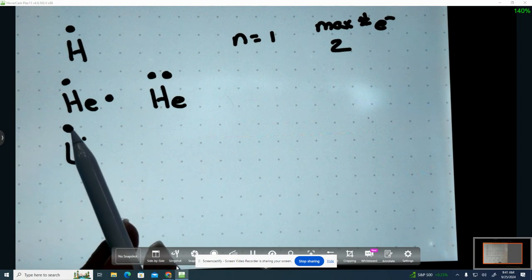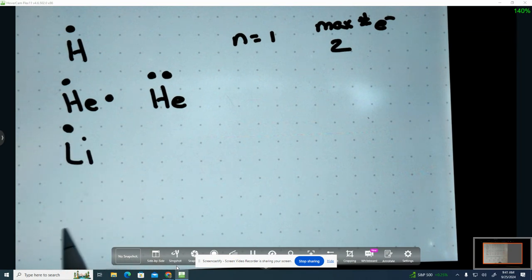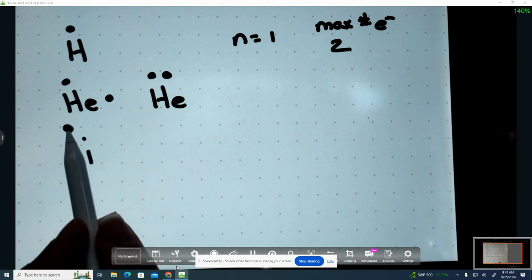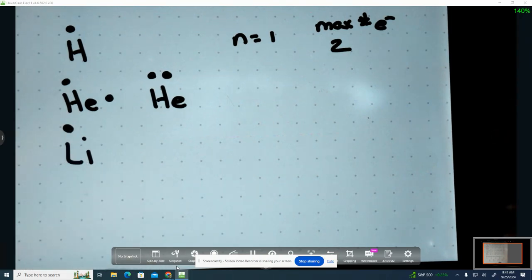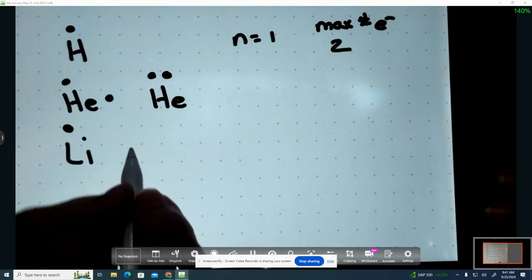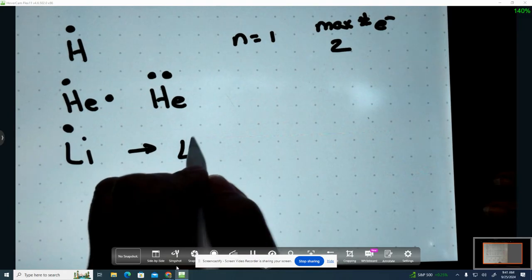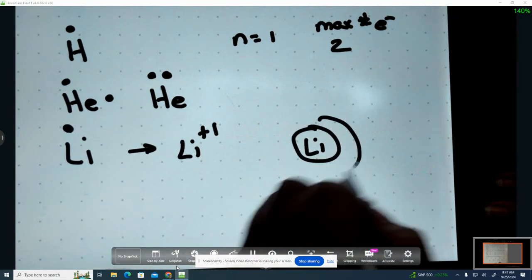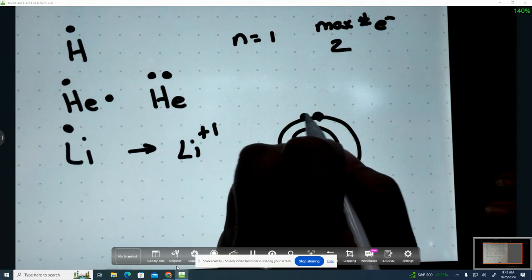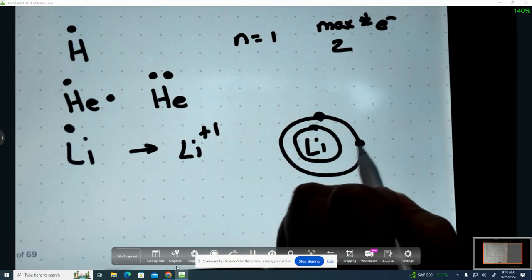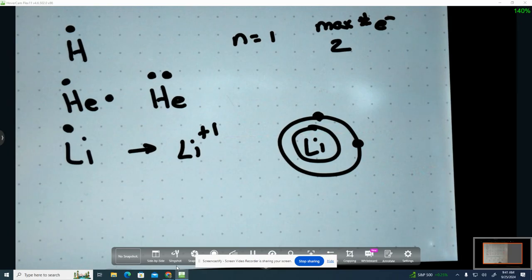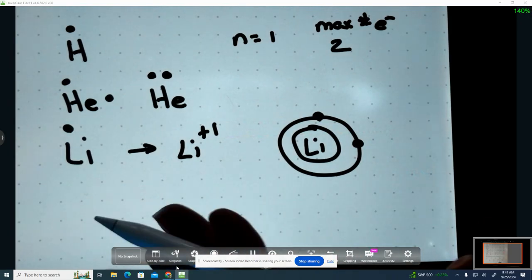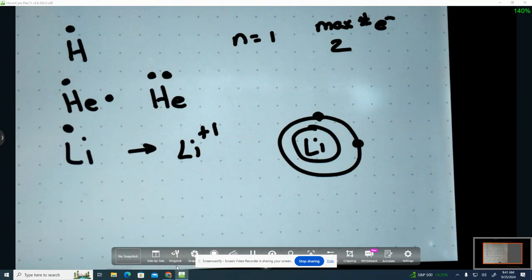But that 1 electron is in the second energy level. So if it loses that, it will have a full shell. It will become lithium plus 1, which will essentially look like this in the Bohr diagram, with 2 electrons, like that. Okay, it only has 1 ring around it. So it is perfectly content losing that 1 electron. You see where I'm going with this?